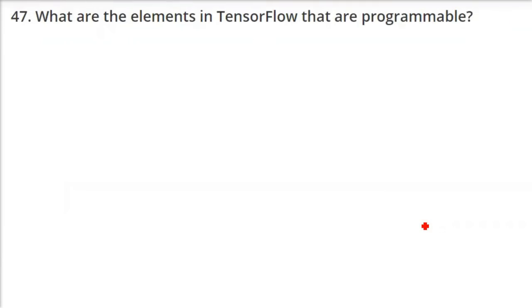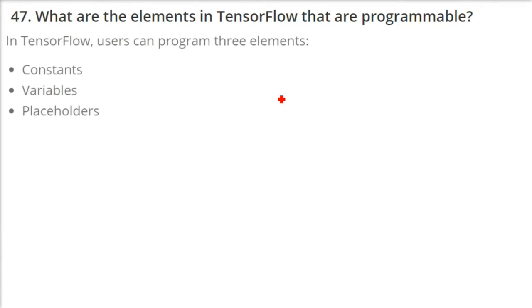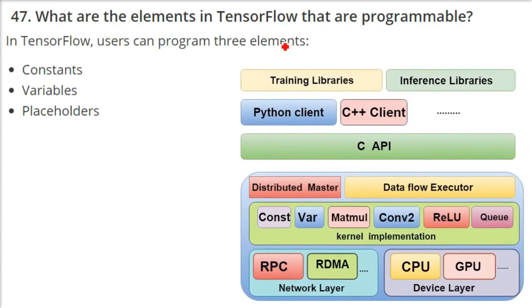What are the elements in Tensorflow that are programmable? Learning Tensorflow needs a lot of effort. But for now, time being, you need to know that constants, variables and placeholders are the elements in Tensorflow that are programmable. So in any programming language, you have to have variables, constants, and placeholders, like the different data structures, arrays, etc.